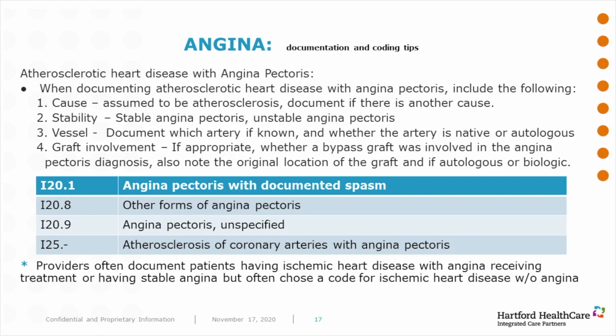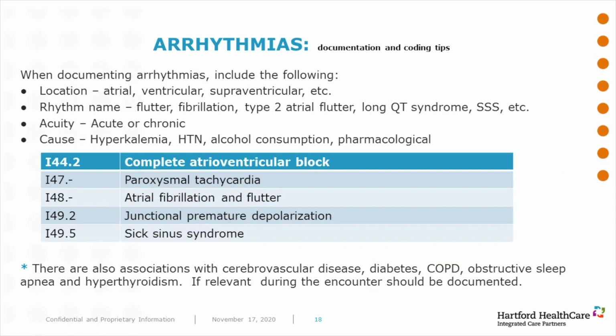So this really speaks to utilization, which is one of the important factors for risk adjustment coding. So if that patient no longer has angina, we need to see that documented in the note as angina resolved, and then have that medication removed from the active medication list.